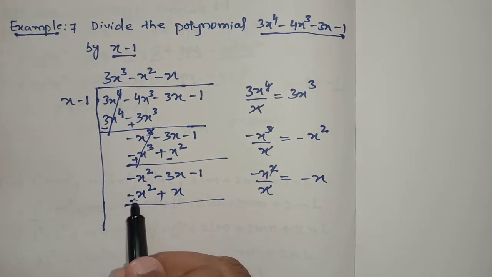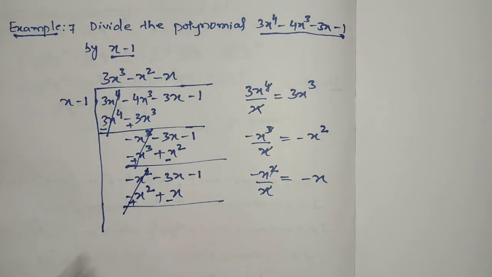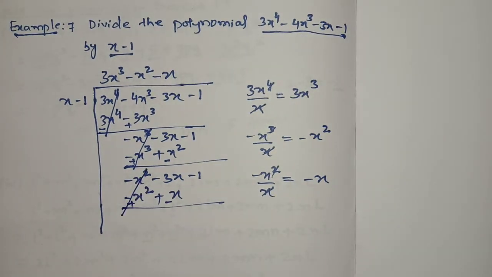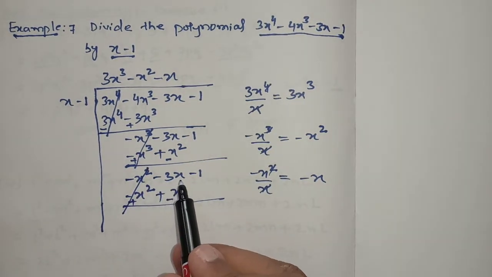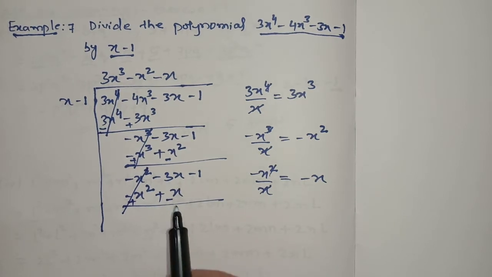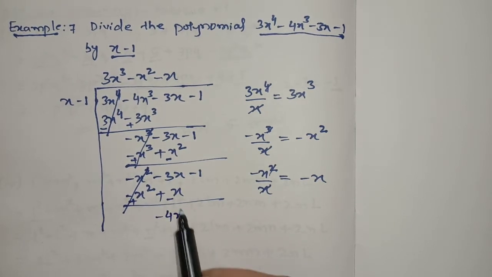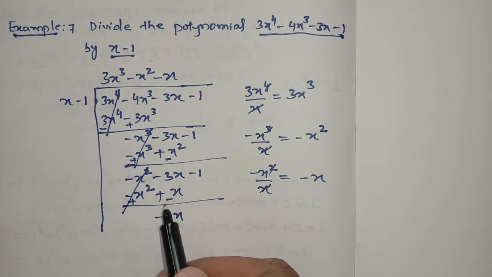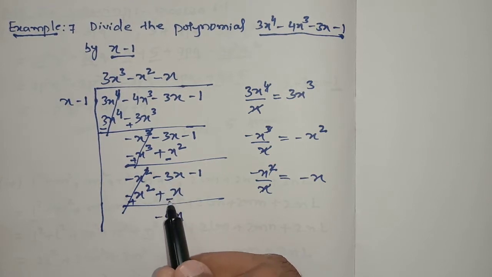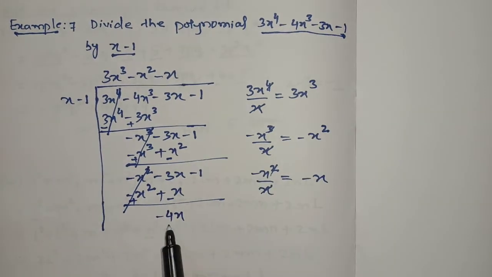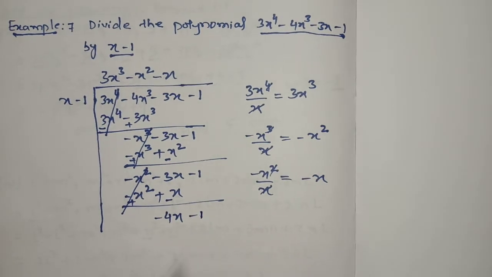Now change the sign. This is plus, this is minus. These two get cancelled. So minus 3x and minus x will be minus 4x. Same sign, we add, students. Here the signs are the same now. Minus x minus 3x will be minus 4x. This minus 1 as it is.